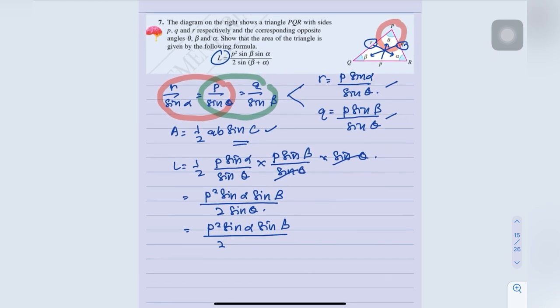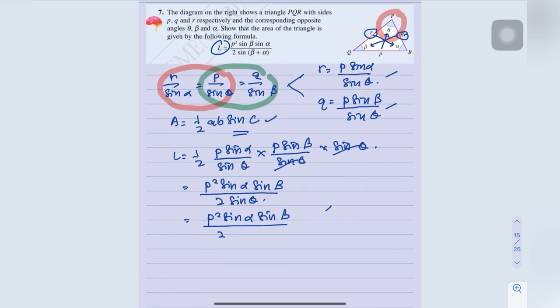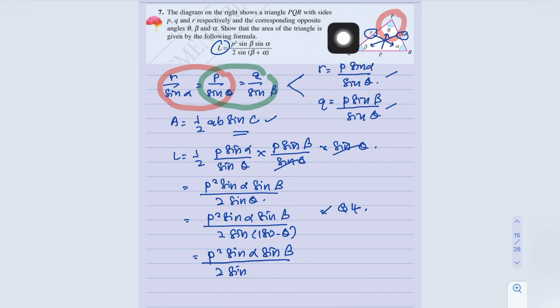Okay, sine theta, we have proven in question number 4. Sine theta equals sine of (180 minus theta), the corresponding angle in quadrant 2. So this one equals p squared sine alpha sine beta over 2 sine (alpha plus beta). Here, in a triangle, 180 minus theta is actually beta plus alpha. Okay, this one is beta plus alpha. So then, shown.